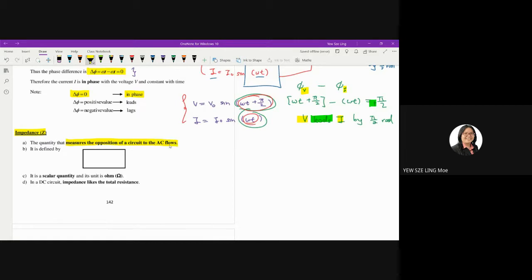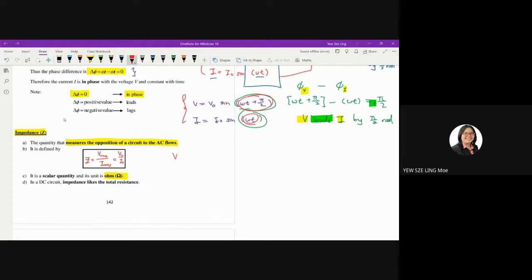What are the things that resist the flow of current in a circuit? It is a scalar quantity and the unit is ohm. So how to calculate it? Basically Z is equal to V RMS over I RMS, which is also equal to V naught over I naught. It must be coming from the same family. Basically the idea is the same as the resistance in a DC circuit. In a DC circuit, impedance is just like a total resistance.